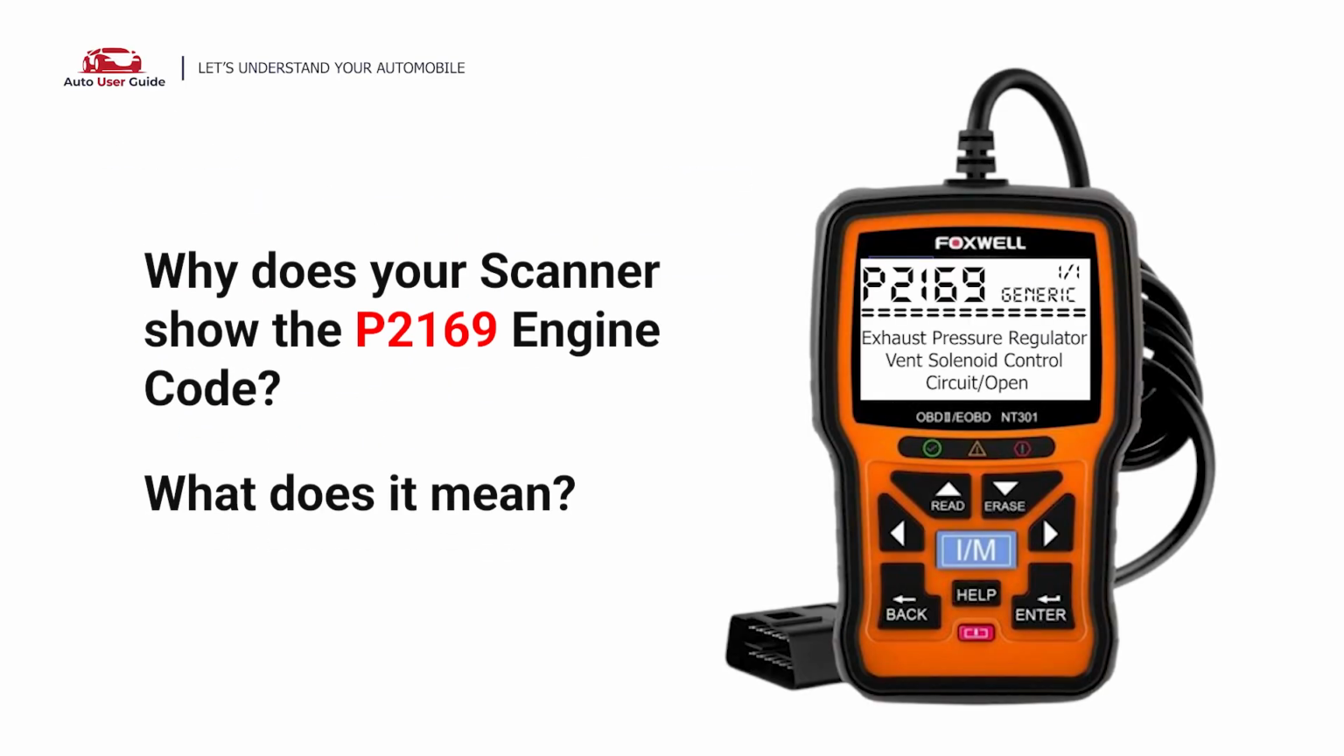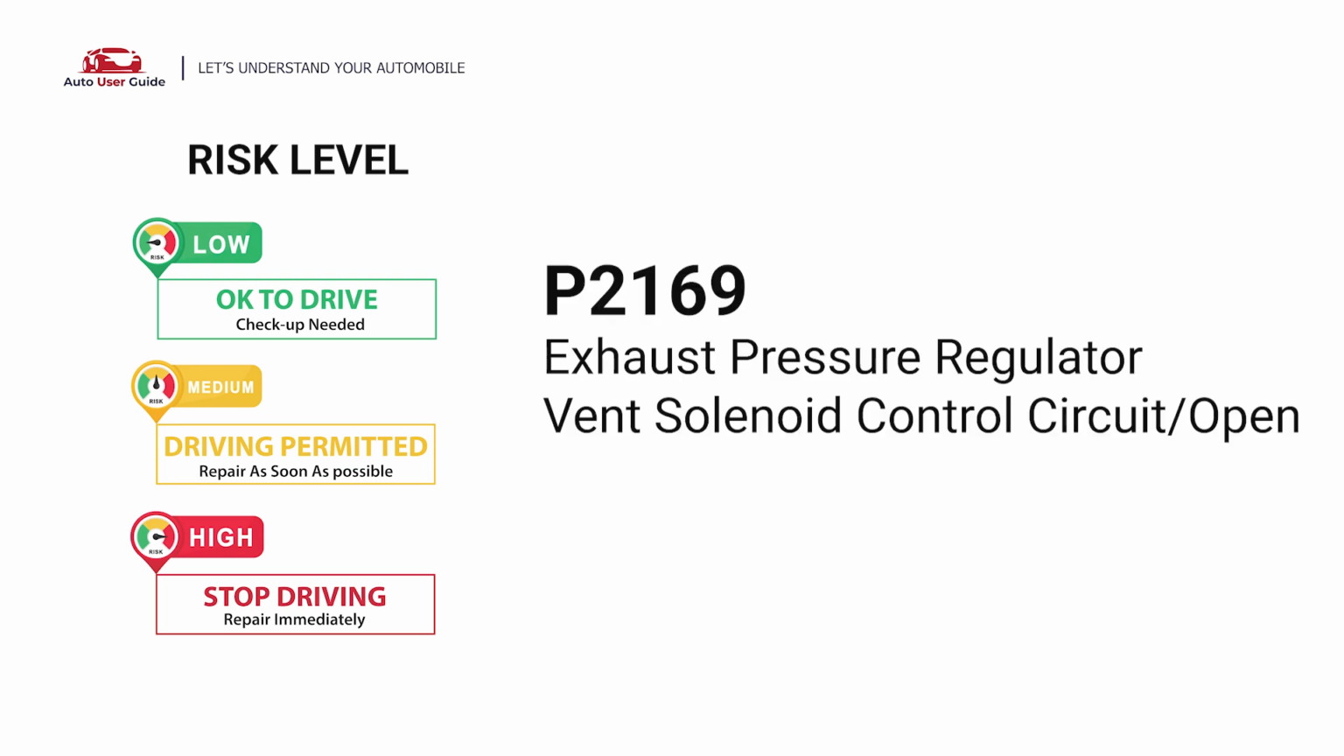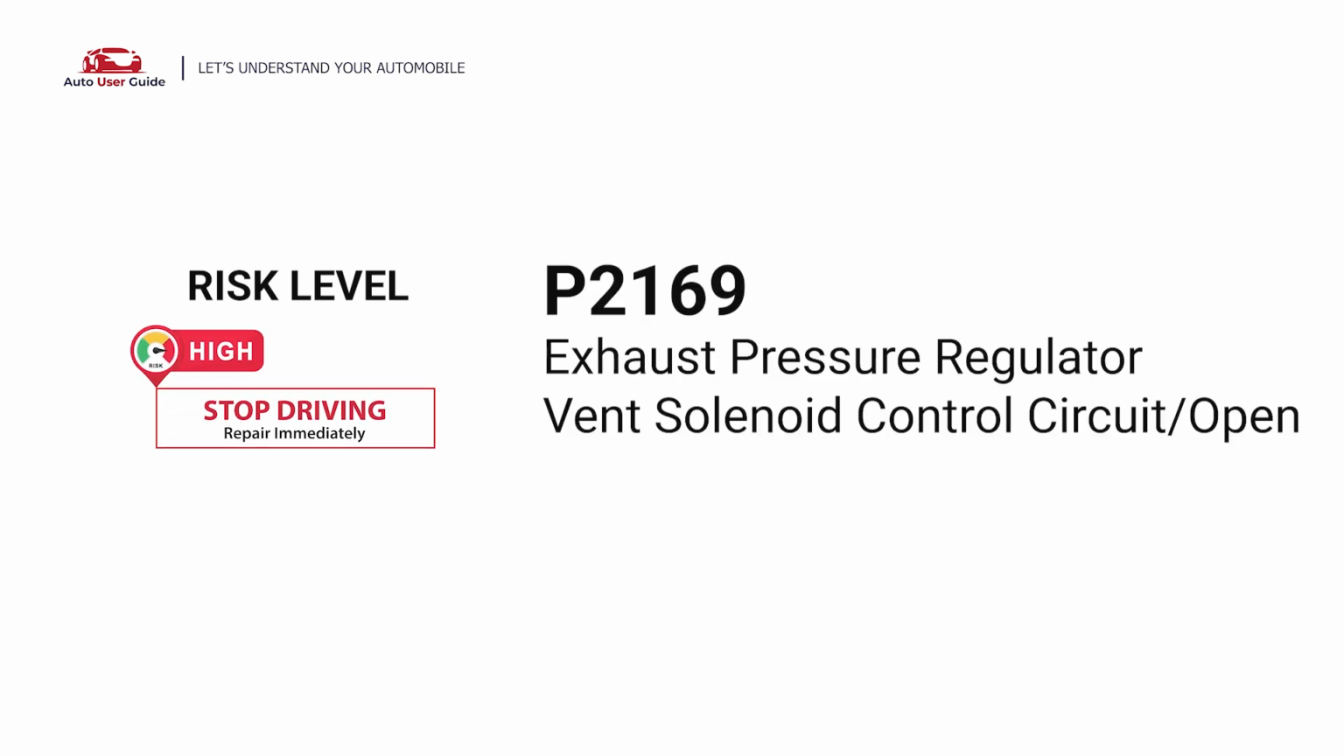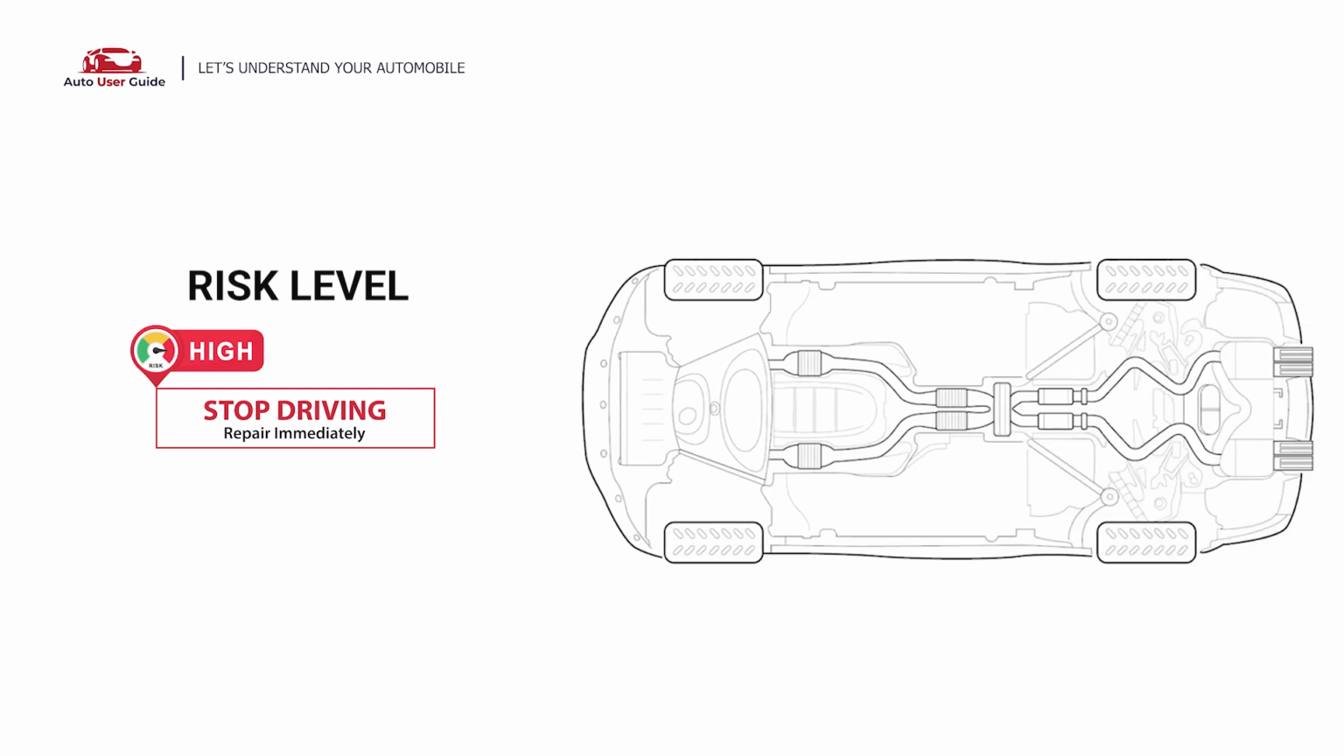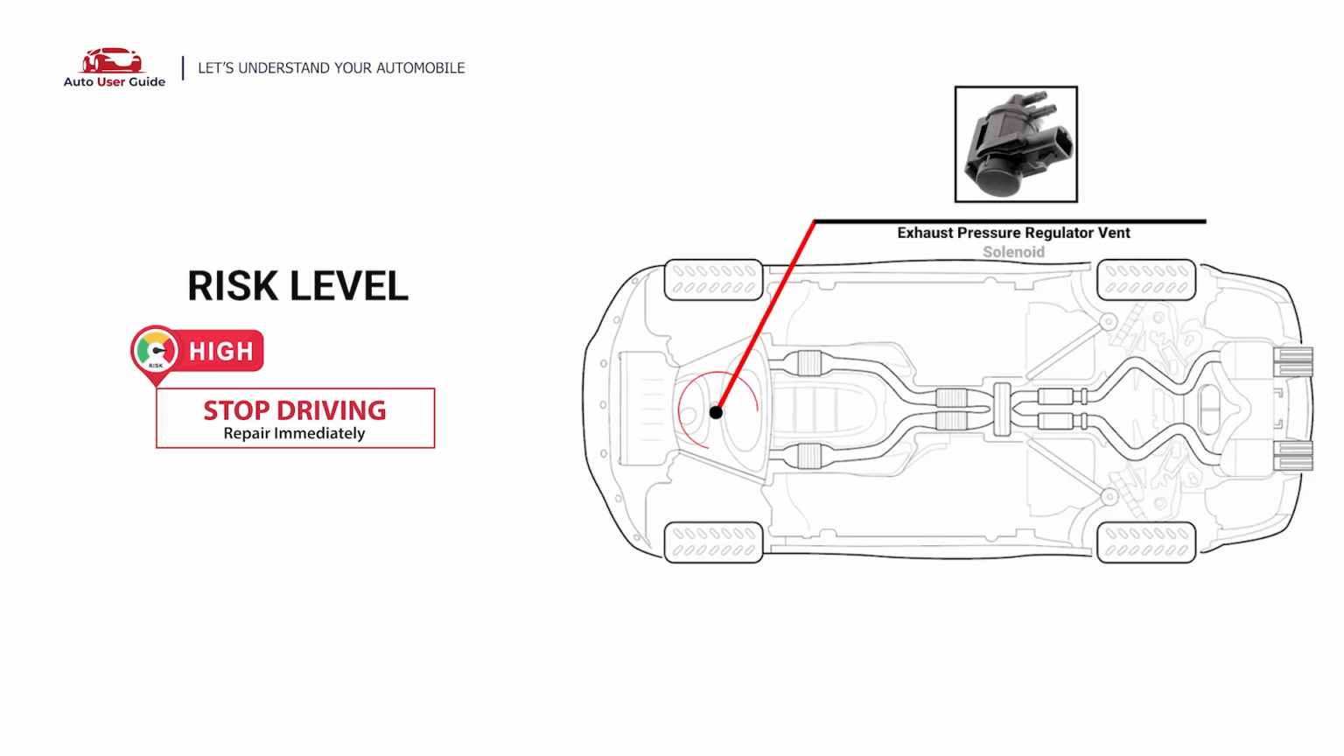Why does your scanner show the P2169 engine code? What does it mean? P2169 is a diagnostic trouble code for exhaust pressure regulator vent solenoid control circuit open. This code indicates a malfunction in the exhaust pressure regulator vent solenoid control circuit. Under these circumstances, stop driving and repair your vehicle immediately.